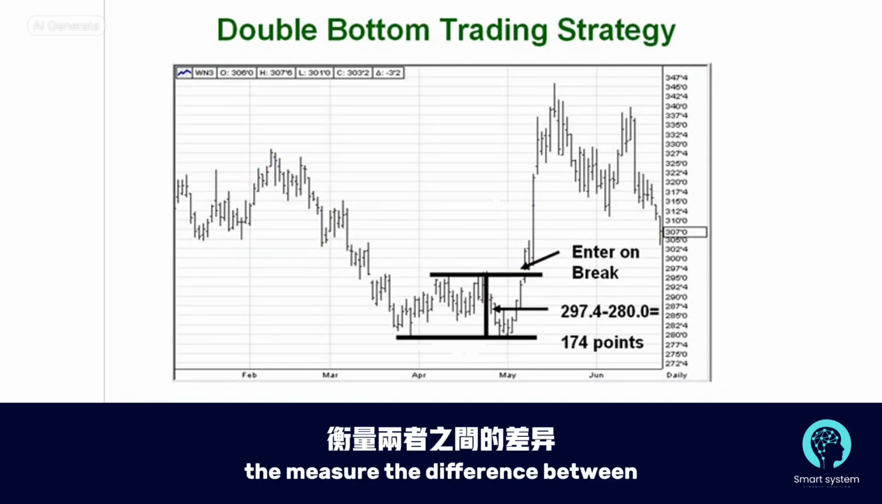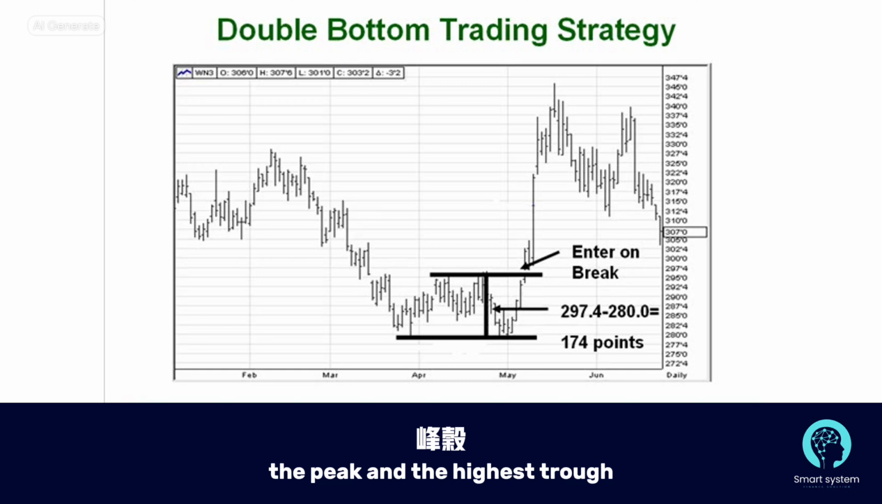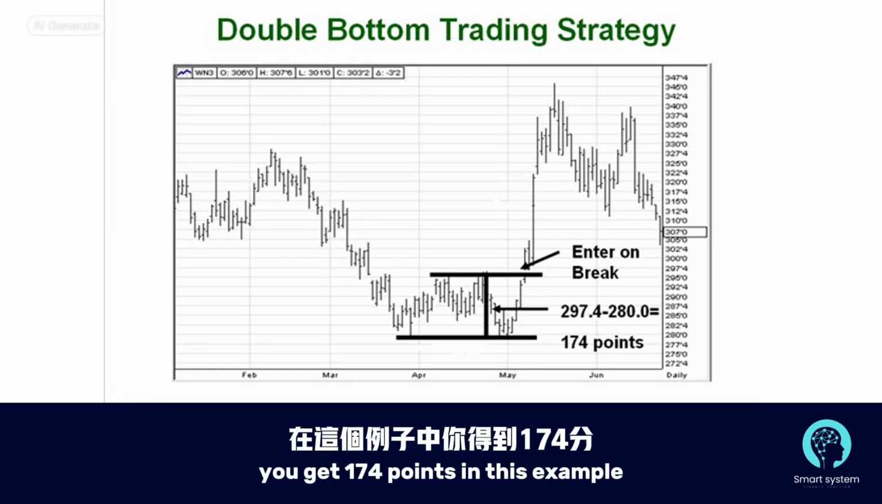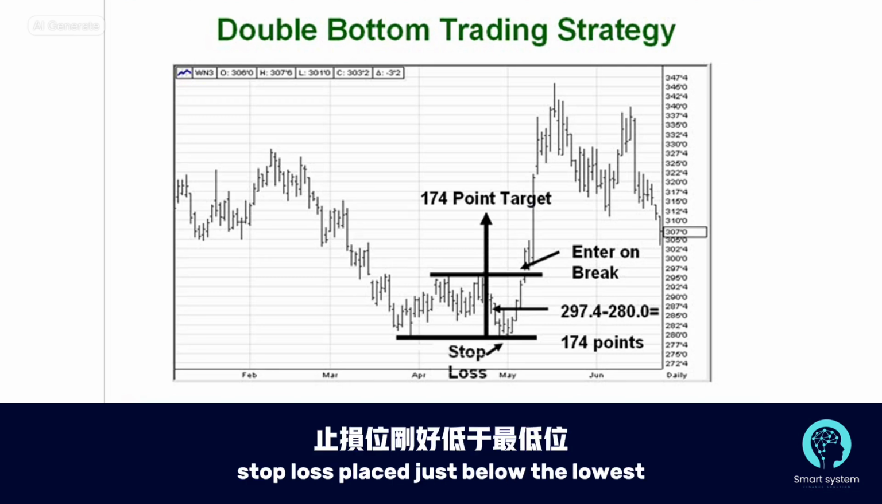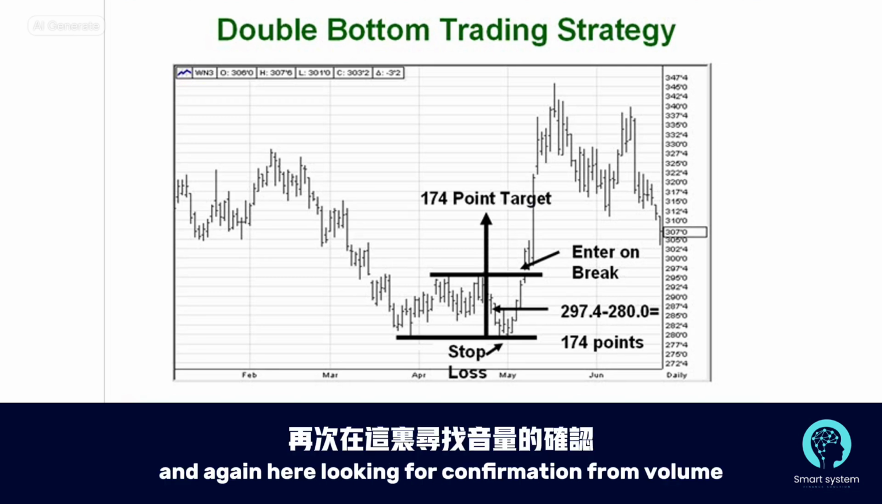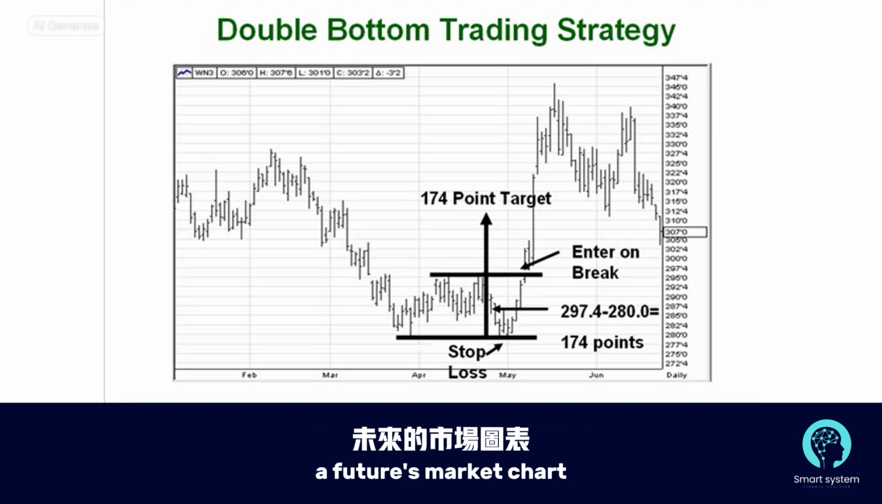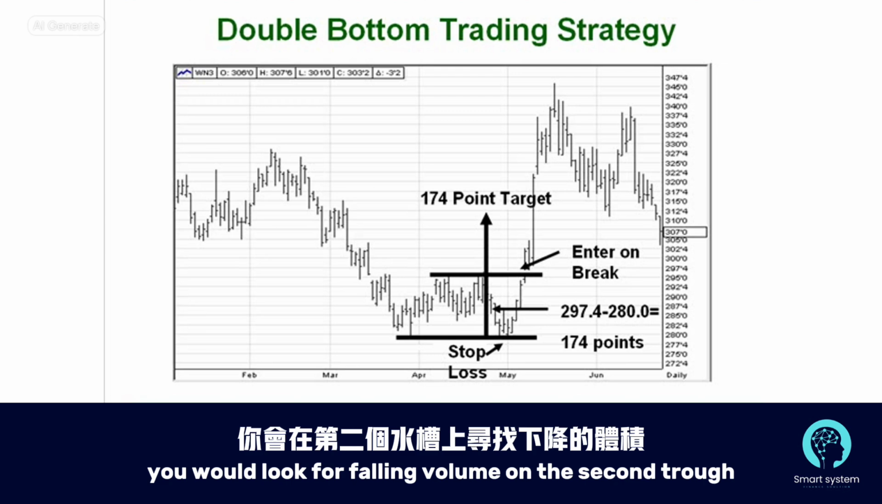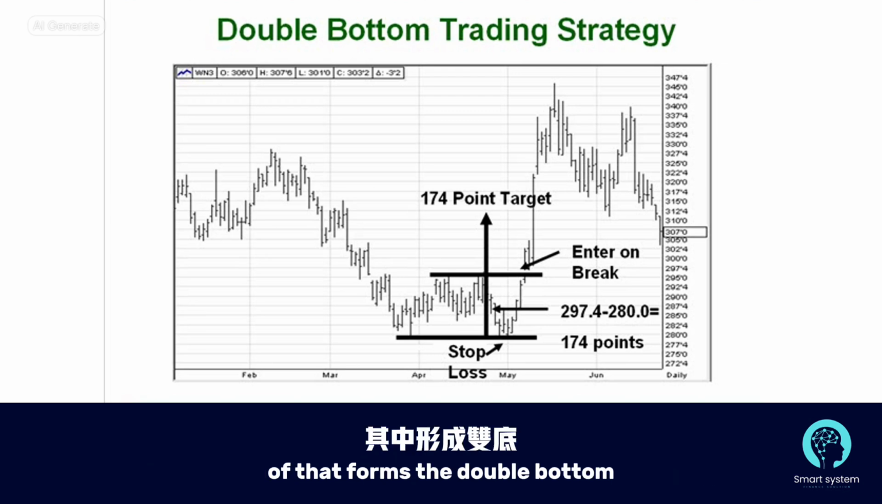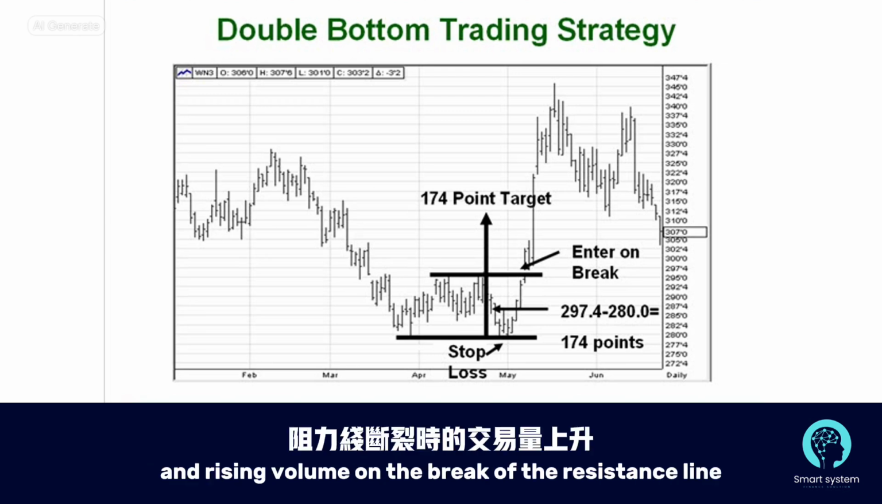Measure the difference between the peak and the highest trough in the middle of the peak. You get 174 points in this example. That's the profit target. Stop loss is placed just below the lowest trough in the double bottom. And again, here we're looking for confirmation from volume. If you were looking at a stock market chart or a futures market chart, you would look for falling volume on the second trough that forms the double bottom, and rising volume on the break of the resistance line.